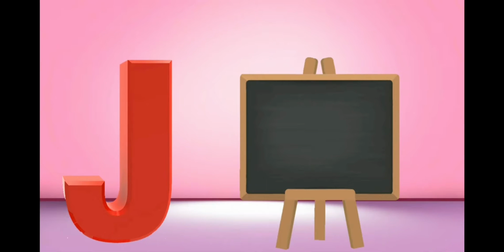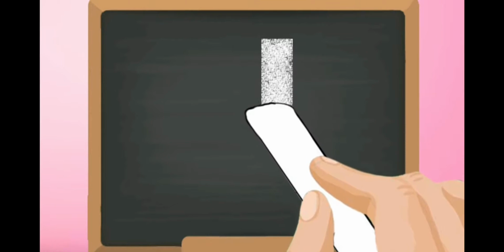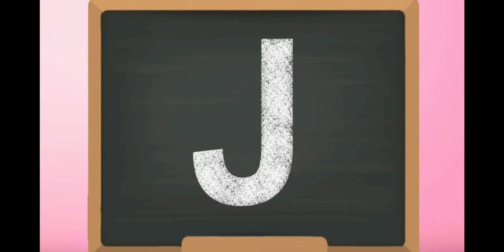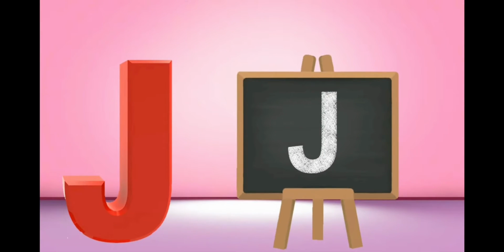J. Capital J. Start from the top and draw a standing line to the bottom with a small backward curve. Capital J.